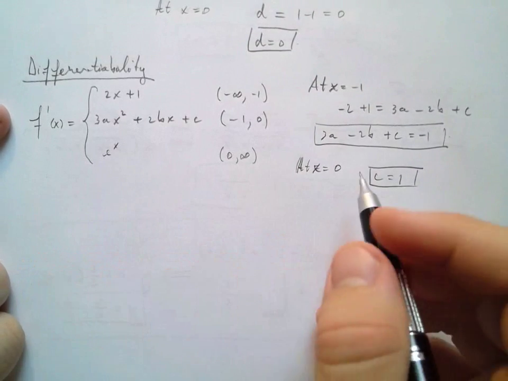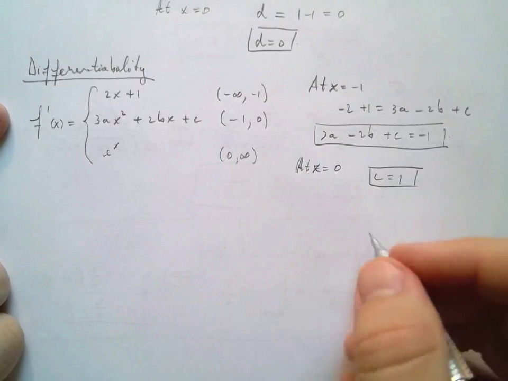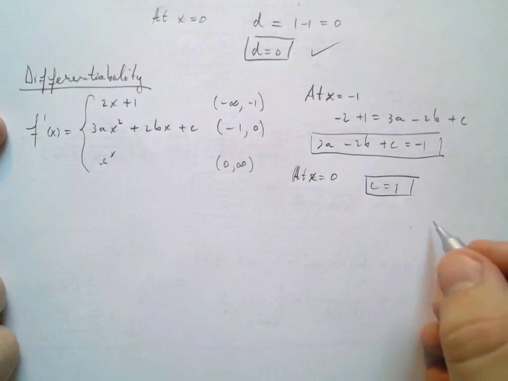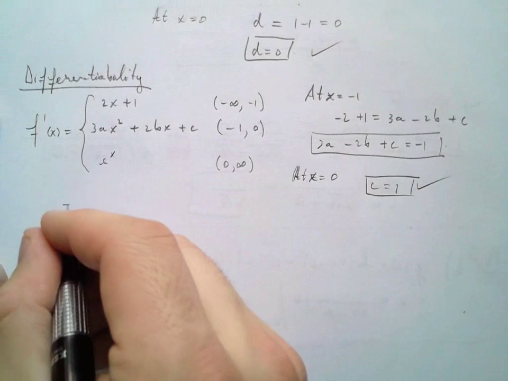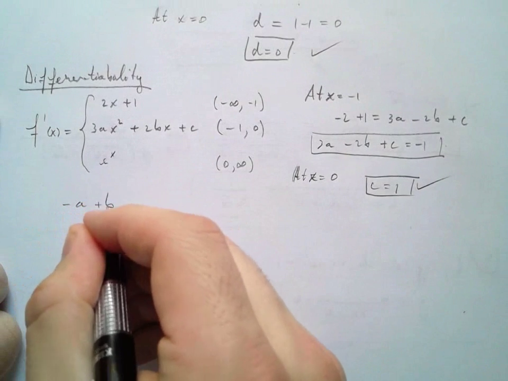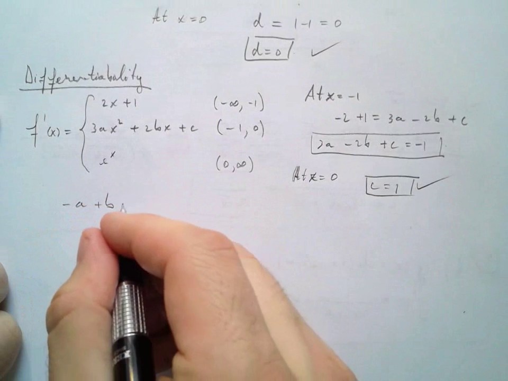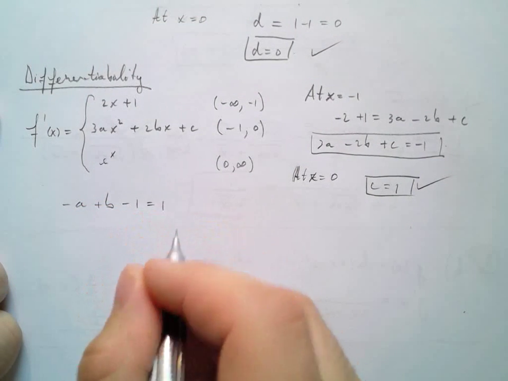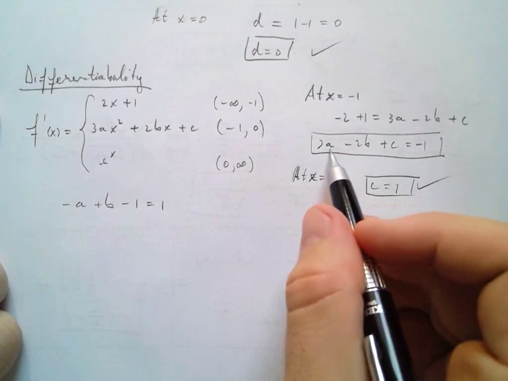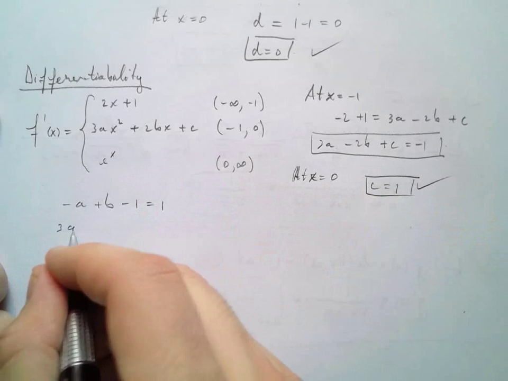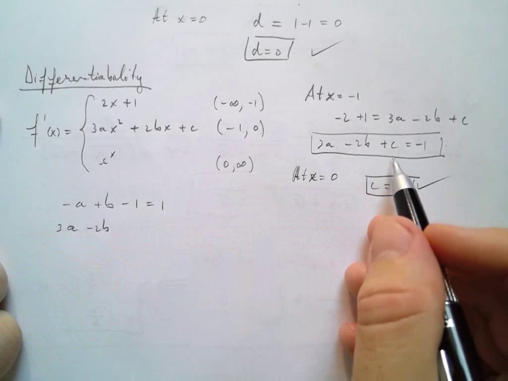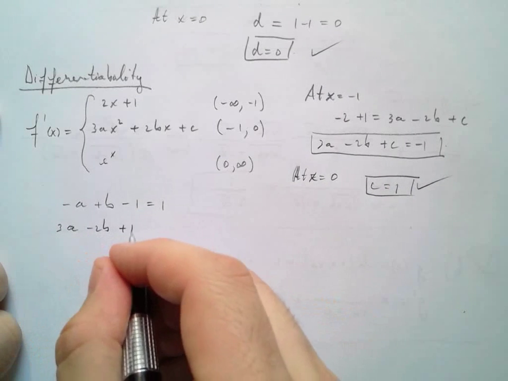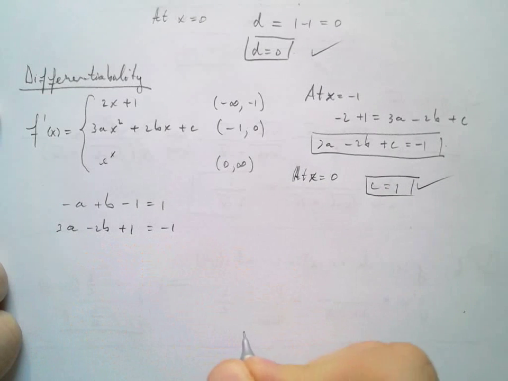So let's see what we have. D was 0, C was 1. So those are done. I just have to solve for A and B. So what I'll do is I'll take the top equation, minus A plus B. C is 1, so -1 equals 1. And then the other equation from here, I have 3A minus 2B. C was 1, so plus 1 equals -1.